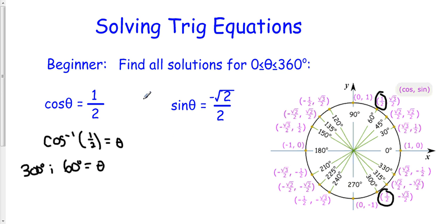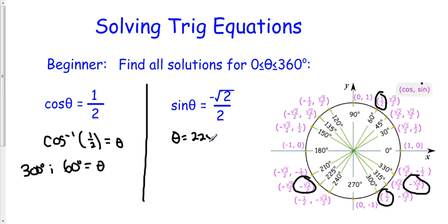The next one says, when is the sine value negative root 2 over 2? So we're looking at the y coordinate for sine, and when is that negative root 2 over 2. I see that down here at 315. I also see it over here at 225. So theta in this example could be 225. The other correct answer is 315.